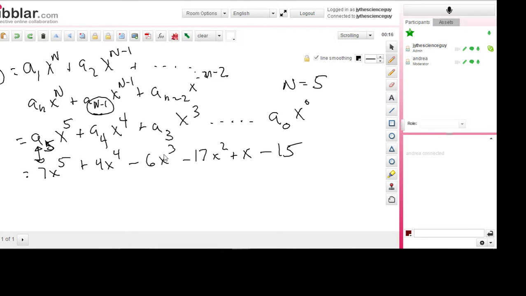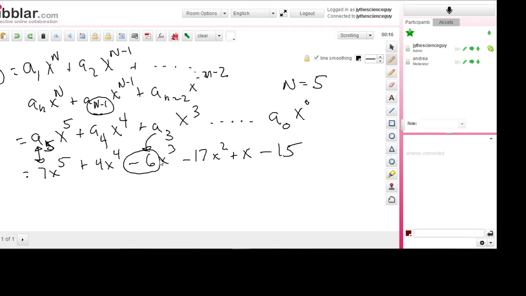No. What's a to the 3 equal to? Oh, you're not asking what the degree is. I'm asking about the coefficient in front. Those a's are just saying the numbers in front of the variables. So what would a to the 3 be equal to? Negative 6. What would a to the 2 be equal to? Negative 17. What would a to the 1 be equal to? 1. Right.